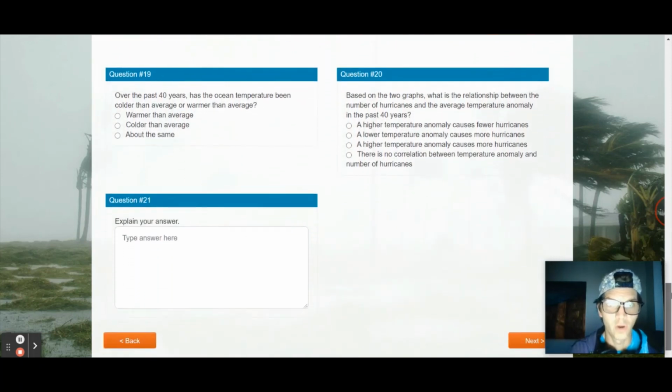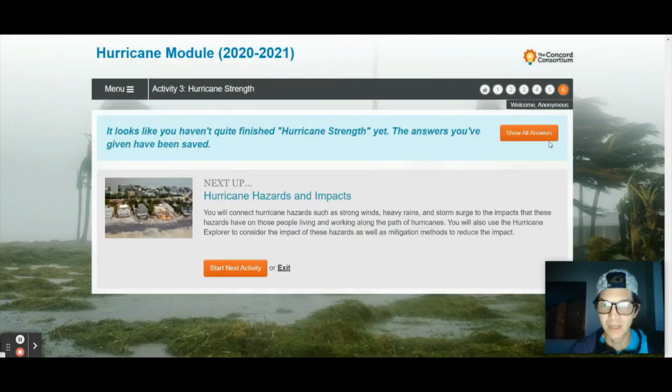So that's it for this interactive. When we go to the next section, it's just a preview of the next activity for this interactive.